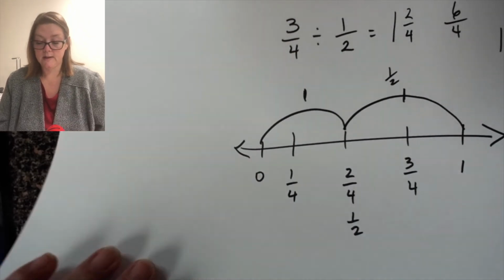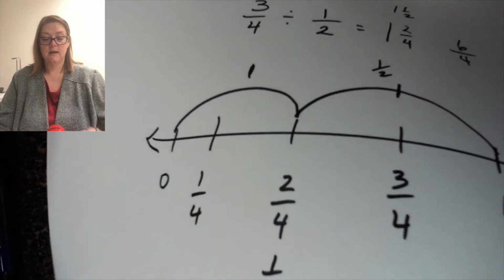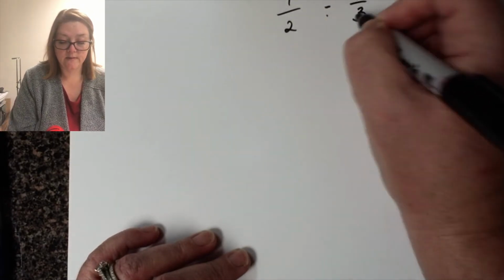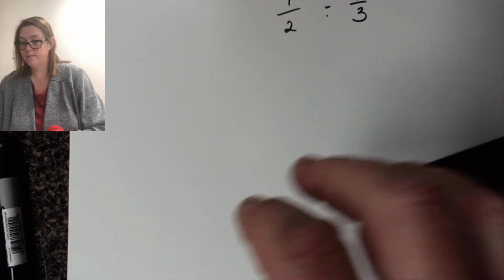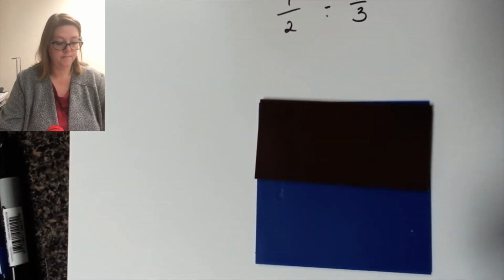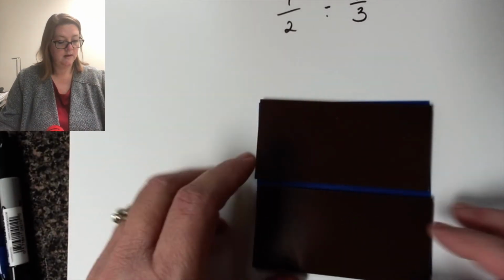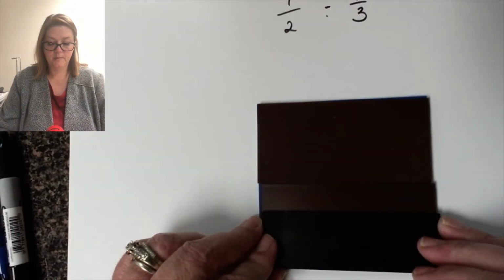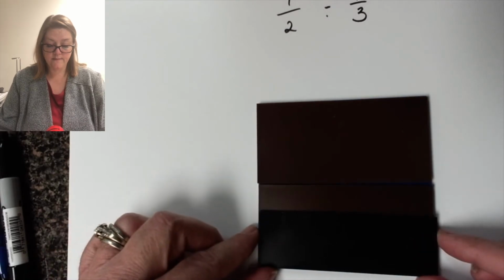So let's go on and look at this again. Let's look at another problem. Make sure that we can explain it. This time I'm looking at a half divided by 1/3. Now, like I said before, we're going to look at the fraction model here. So I have halves, and I'm going to look at them as a whole again. And this time we're dividing by 1/3. So how many 1/3 are in a half?